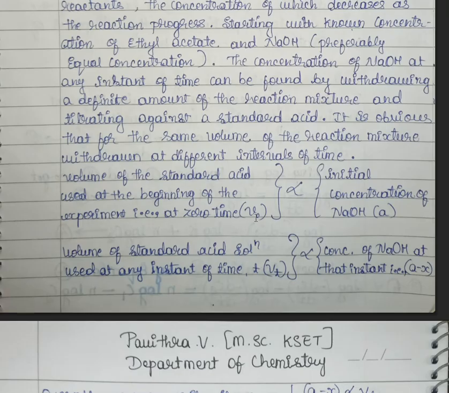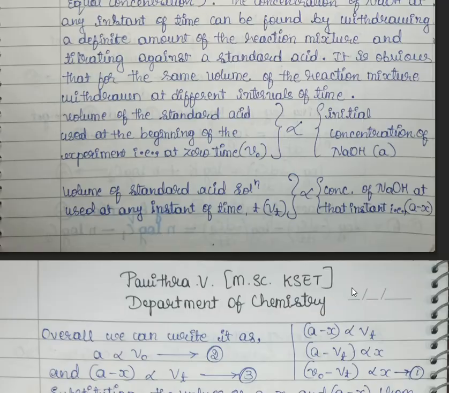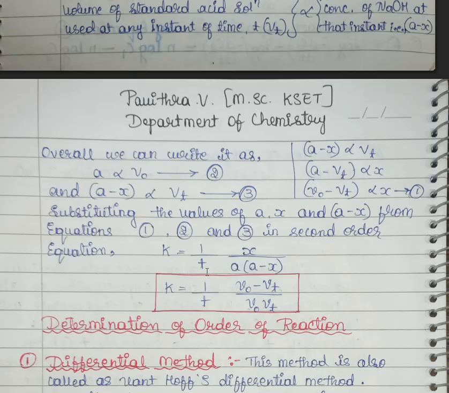We will get V naught as the volume, and that will be proportional to the initial concentration of NaOH. Next, after every time interval, we take the reaction mixture and titrate it against a standard acid. In that case, we get the volume of standard acid solution used at any instant of time t. We will get the volume Vt, which is proportional to the concentration of NaOH at that instant, that is A minus X, the remaining concentration of NaOH. So the overall conclusion is that A is proportional to V naught and A minus X is proportional to Vt.